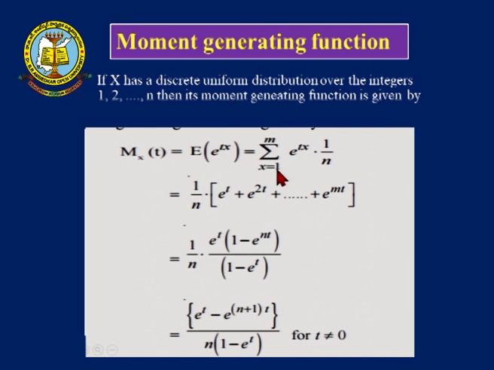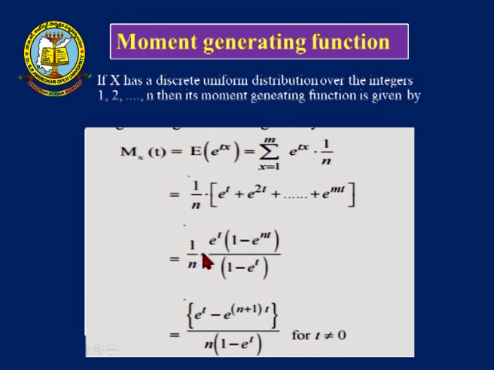First, for example, if I take x equal to 1, e^(tx) becomes e^t only. If I take the second term, x equal to 2, it becomes e^(2t). Similarly, we can go up to n terms: e^t plus e^(2t) plus e^(3t) and so on, plus e^(nt). Now, which expansion does this look like? It is the geometric series expansion form.